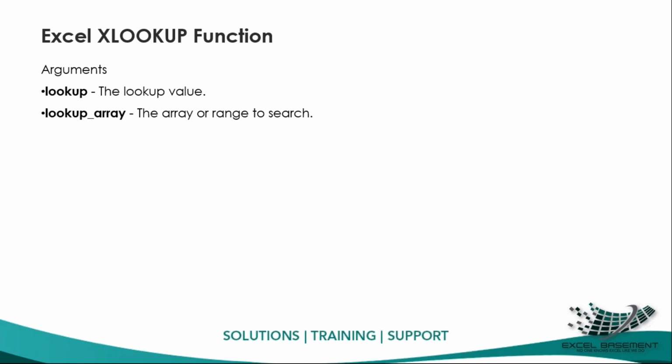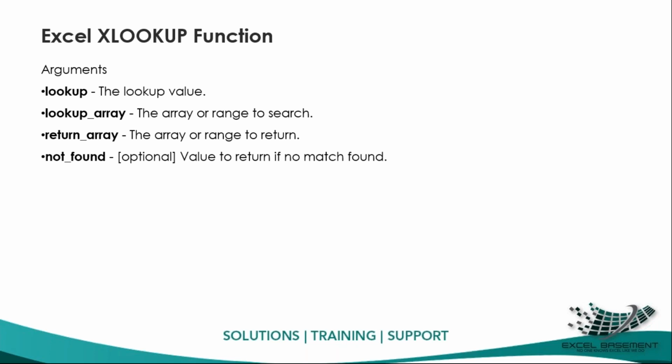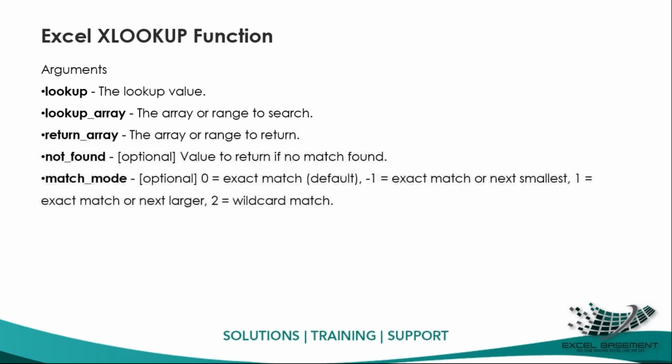Lookup array: we need to select the array or range of cells in which we need to search the criteria. Return array: the array or range to return, that will be the result array. We need to select only that specific column or row. Not found: this is optional. This will be the value to return if no match is found. If there is no match, what kind of value you need to have in the cell.